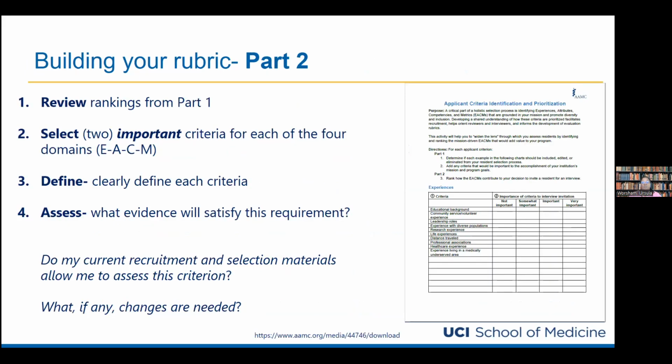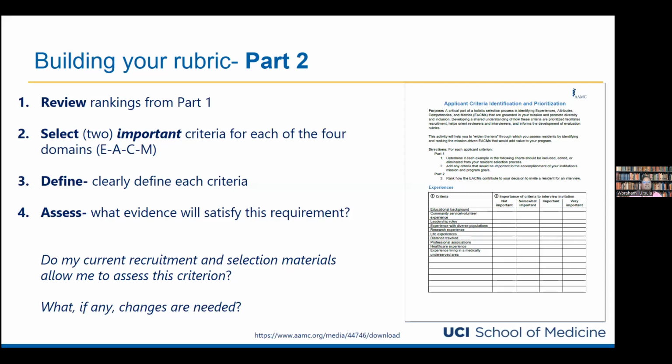The second step in building your rubric is, of course, to review the rankings from part 1, which is basically where you look at the criteria and determine which are important and which are not. Once you've eliminated those areas that are not important, you want to assign the remaining areas to each of the 4 domains: the experiences, attributes, competencies, or metrics. Then you want to do the work of defining what that means. We'll provide an example next so you have an idea of what that could look like in practice. And then also identify what evidence will satisfy this requirement through the assessment.